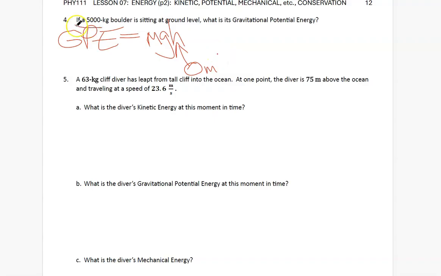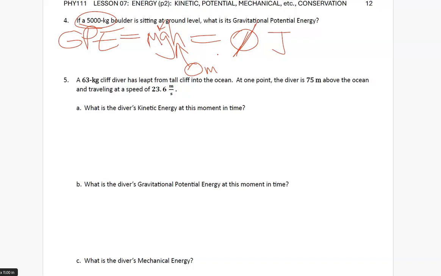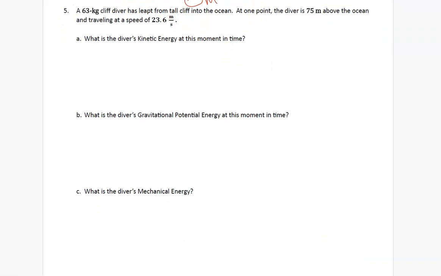If we plug in 5,000 kilograms and 9.8 meters per second squared for g, it doesn't matter how big our boulder is. If it's sitting on ground level, there is no height above ground level, and therefore the gravitational potential energy is 0 joules. Now the last question in this set has 3 parts.